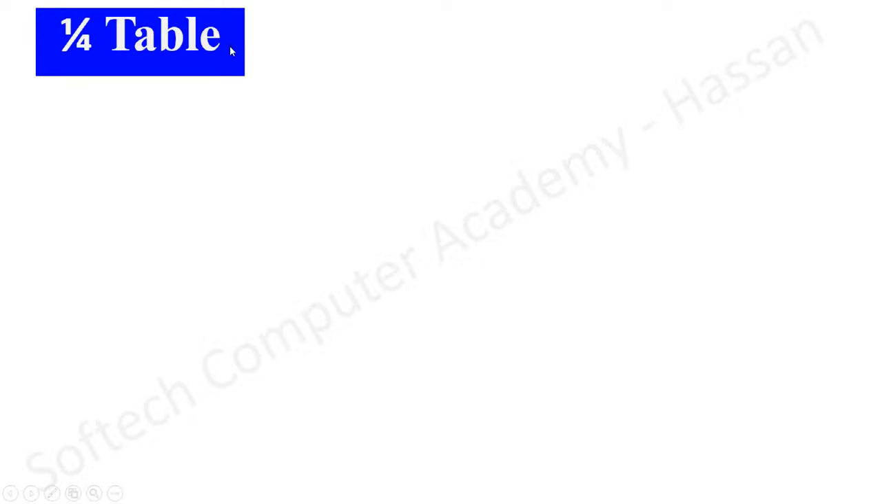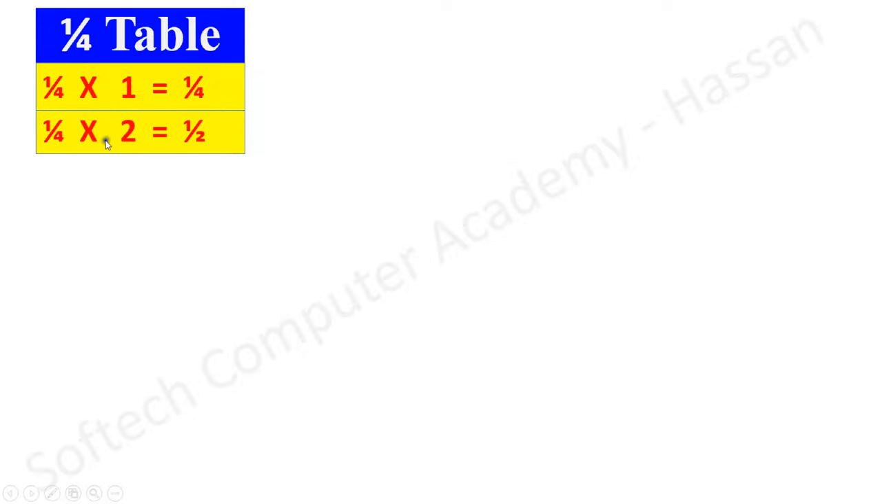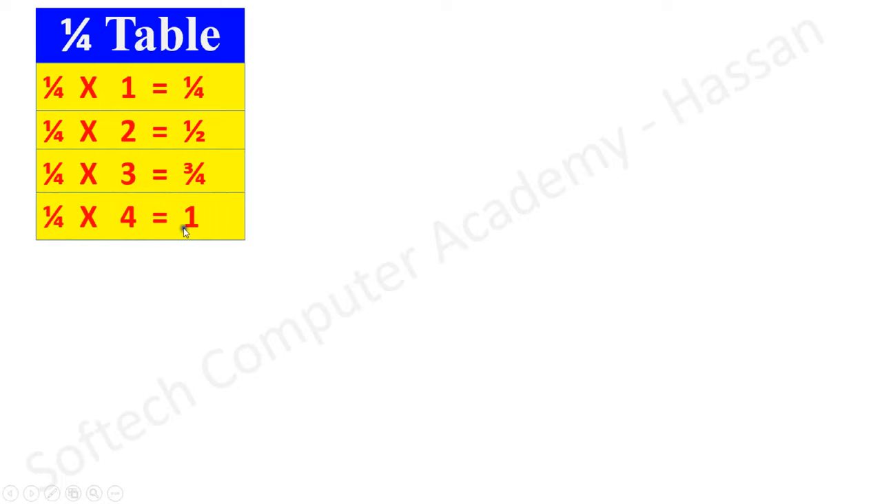Now let us understand fraction tables. First one is quarter table. Quarter 1 times quarter. Quarter 2 times half. Quarter 3 times 3 quarter. Quarter 4 times 1.